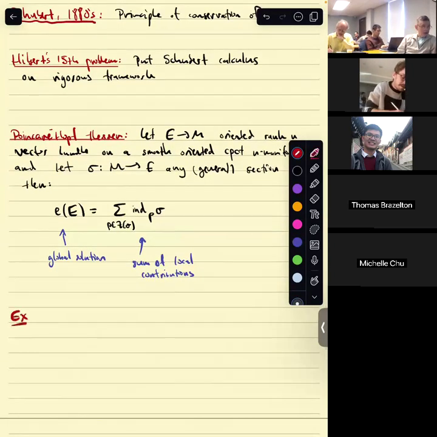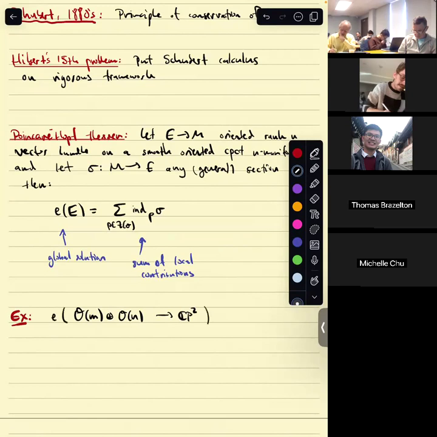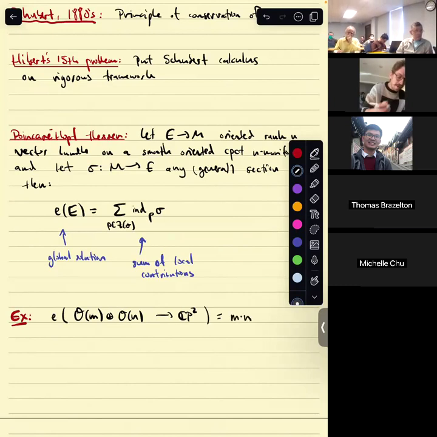So an example is the following statement, which we have already seen. If I take these two line bundles, O(M) and O(N), over CP², I can ask what the Euler class of this thing is, or what its second Chern class is, since I'm over the complex numbers. We can compute this just from easy properties of Chern classes: it's M times N. Now let's look at this Poincaré-Hopf theorem and see what it tells us about the situation.